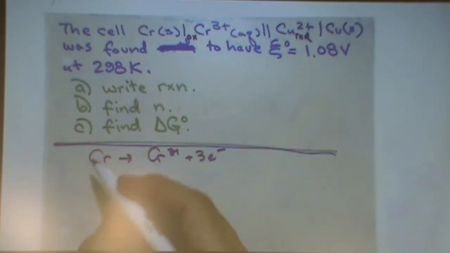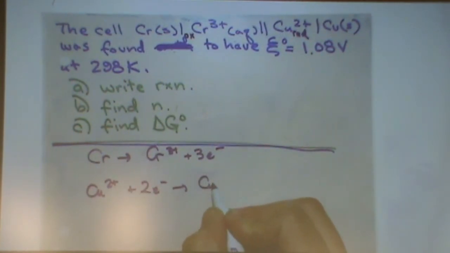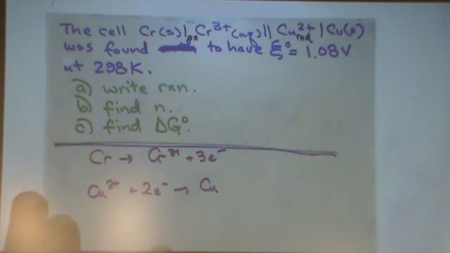Yeah, I've written it as oxidation, so we're good. Copper 2 plus plus 2 electrons goes to copper solid. That's a reduction, correct? Okay, so we're good with oxidation and reduction. It matches that. And also notice nicely, the order of writing the oxidation or reduction kind of follows the order that it's written in the battery.